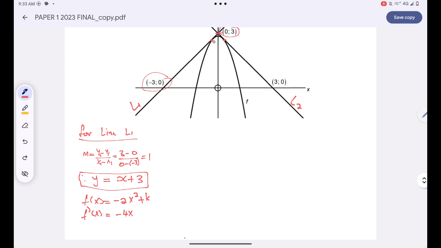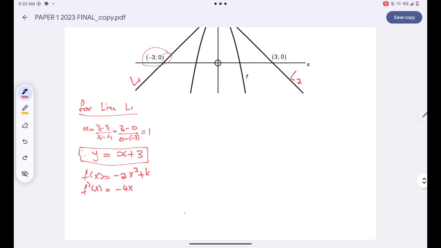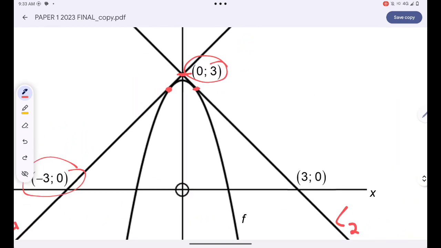I want to know the actual point over there, because the gradient of my tangent is 1. So I'll therefore say 1 is equal to negative 4x. Therefore, x is basically equal to negative 1 over 4. I now know the x coordinate. Let me call this point A. The x coordinate is just negative 1 over 4.